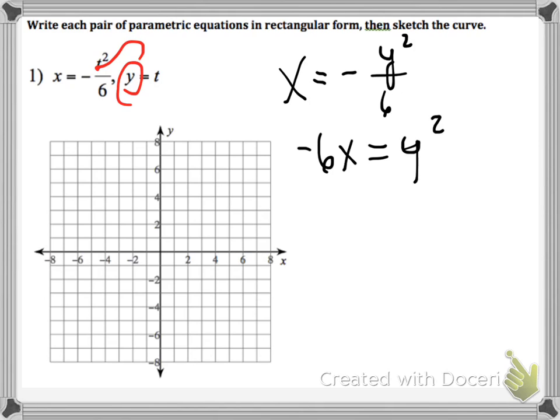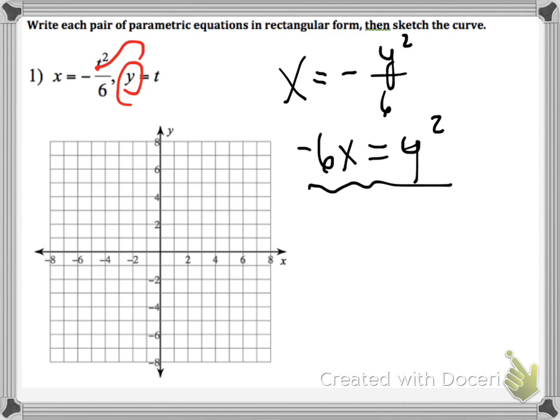Now, here's the thing. This is a parabola. We've done parabolas. We did parabolas first semester. And you don't have to remember everything that I'm going to do next, because ultimately, once we rewrite these, this is us rewriting it in rectangular form. So that part is done. Sketching the curve, we're going to do straight with a calculator.